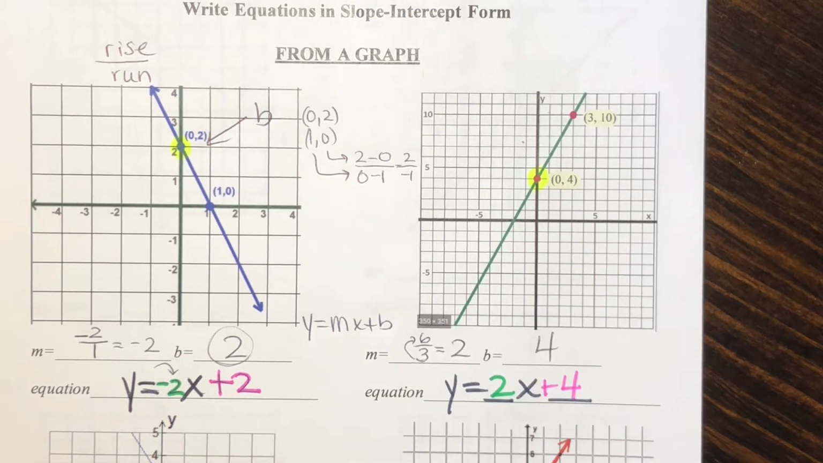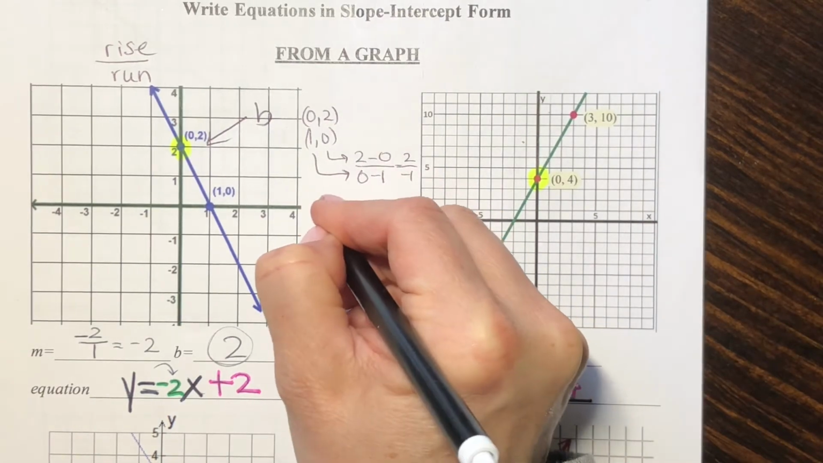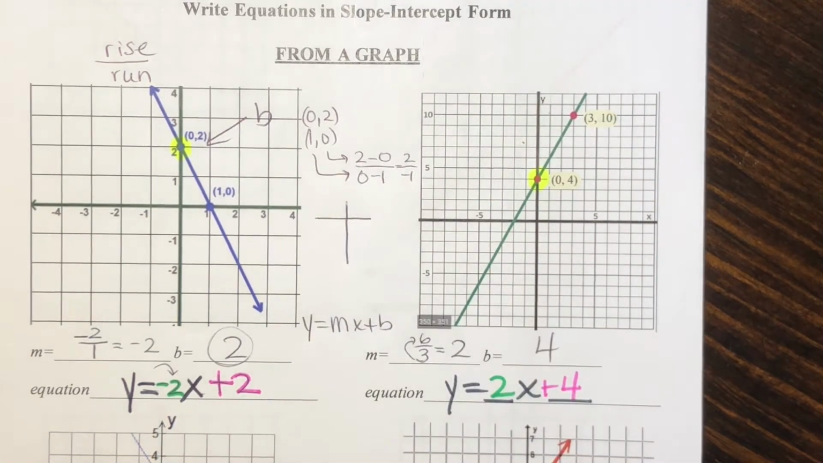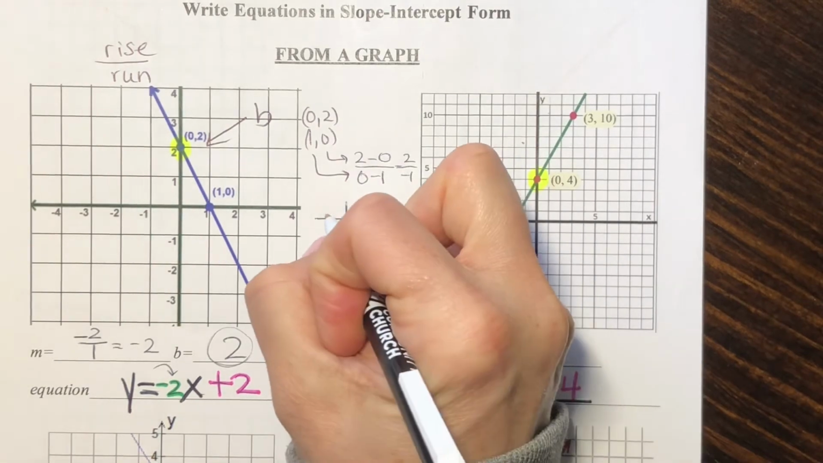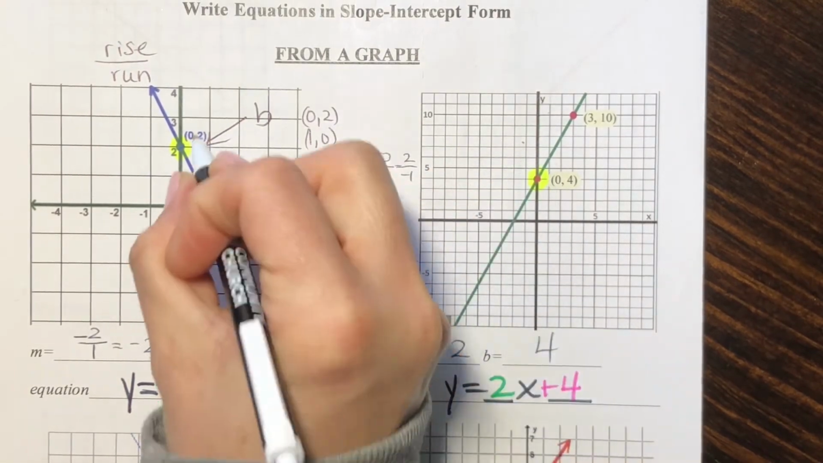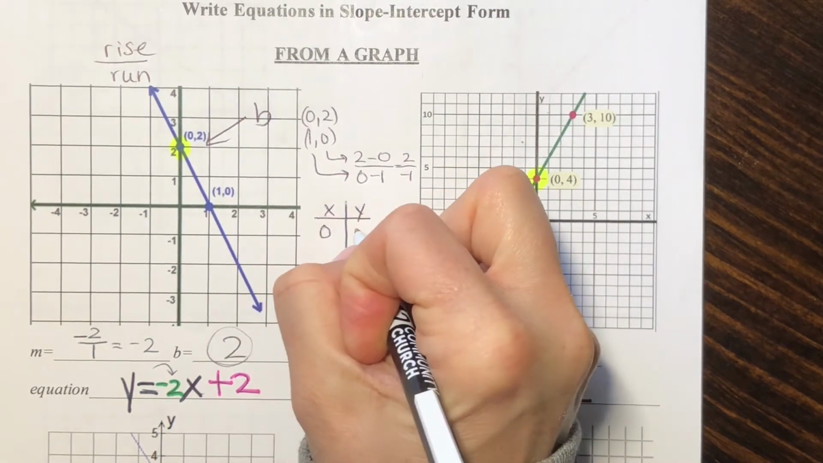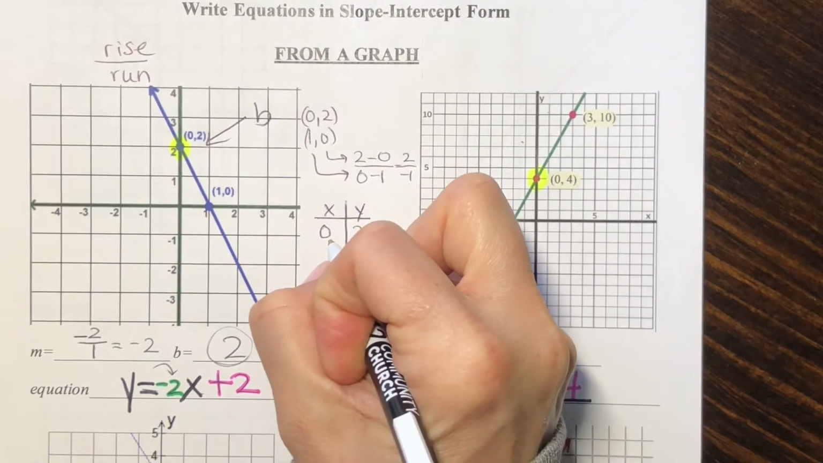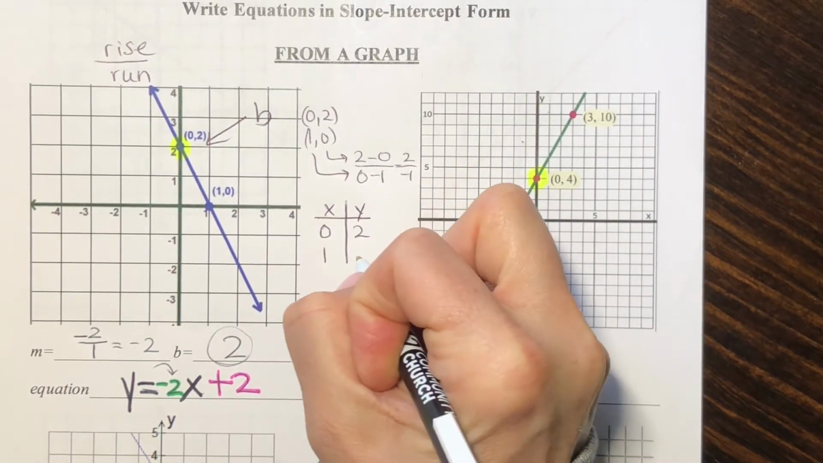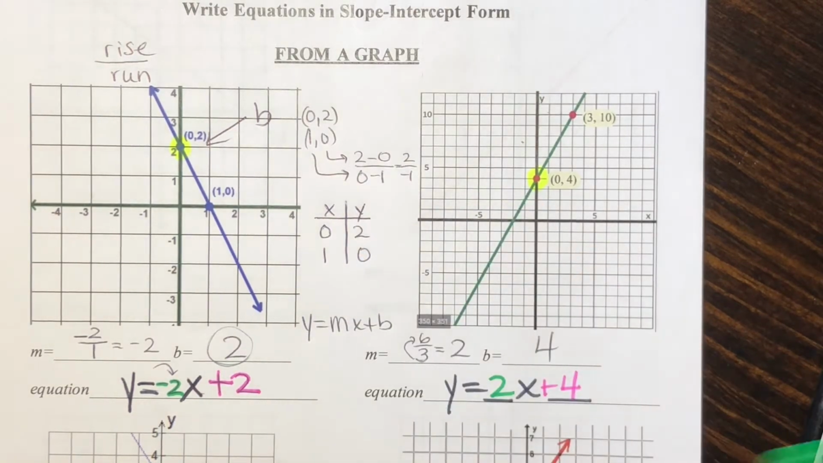A third way to do it, which I saw a couple kids doing, was they were comfortable finding slope from a table of values. So they literally just took those points, and instead of stacking and subtracting them, they made an XY table. And they said when x is 0, y is 2, when x is 1, y is 0. And then they did this.